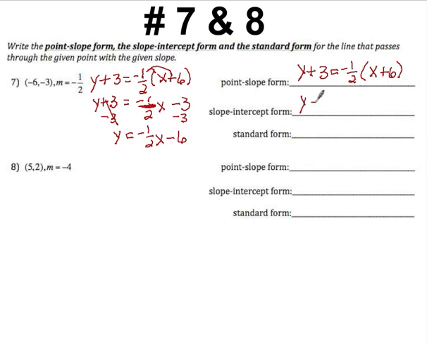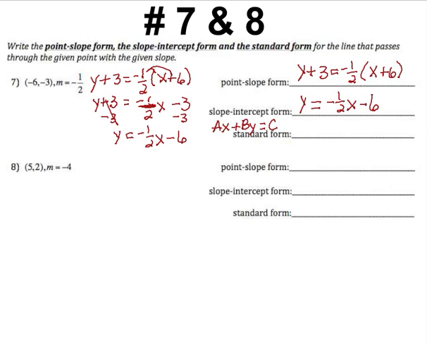So y equals negative 1/2 x minus 6. And then now we need to move it into standard form, which is ax plus by equals c. And remember, a cannot be negative, it can't be a fraction, and these cannot both be 0. None of the ones that we give you are both 0, but just so you know, you can't have both of them be 0 in standard form.